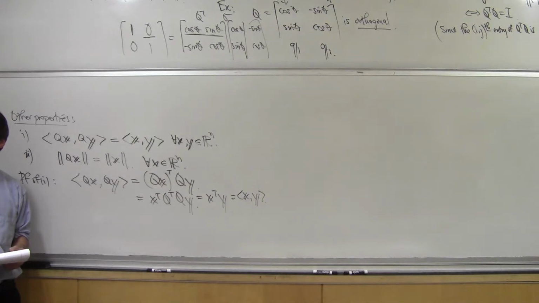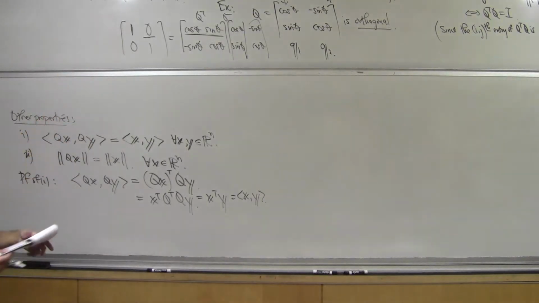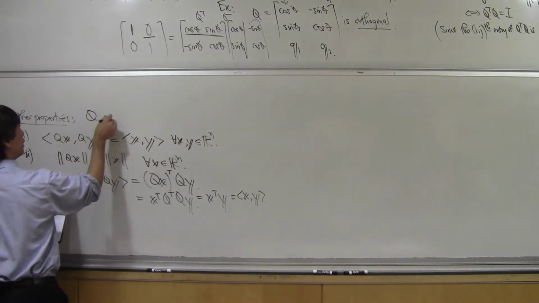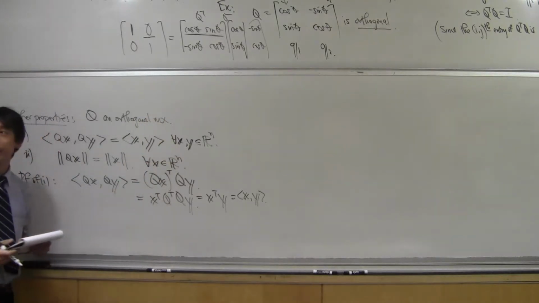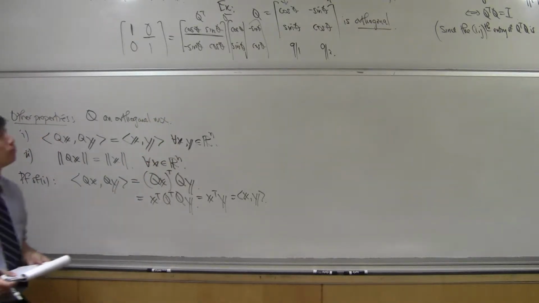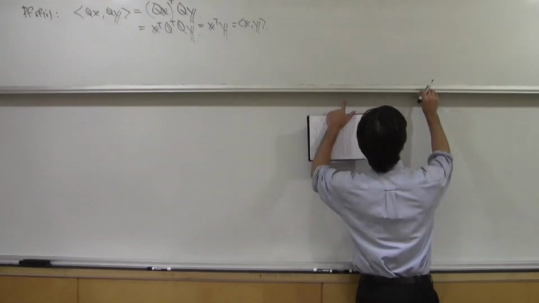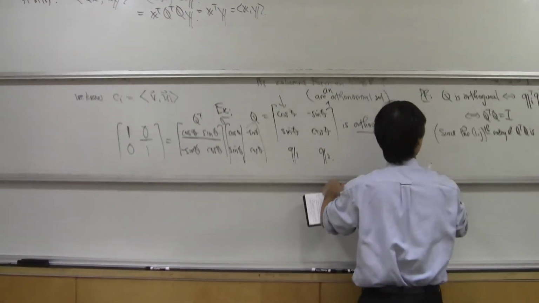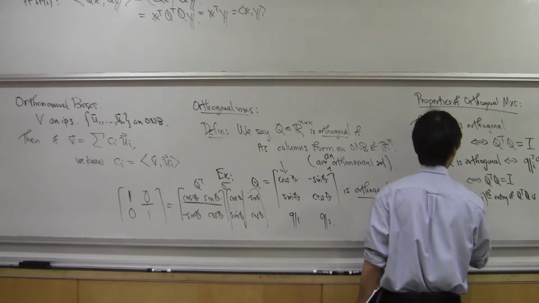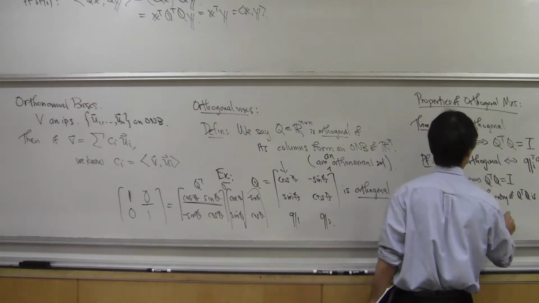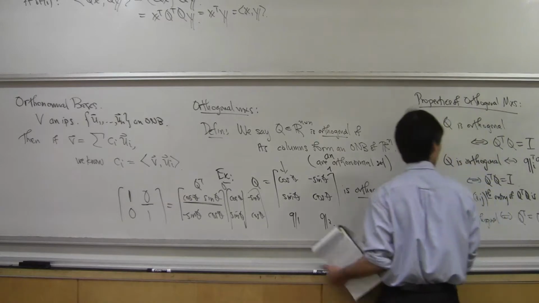Would it be any matrix, or does it have to be orthogonal? Sorry, these are all orthogonal matrices. So Q is an orthogonal matrix. Definitely not true in general. And I should have made the remark here that Q being orthogonal is the same thing as saying that Q transpose is its inverse.